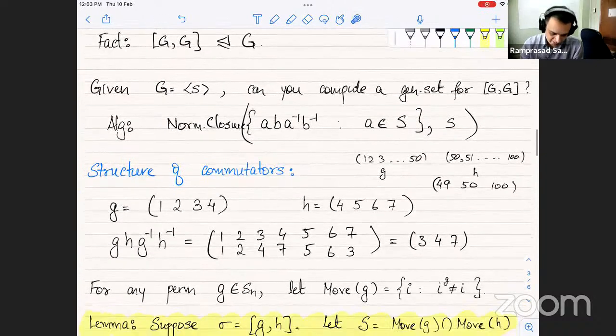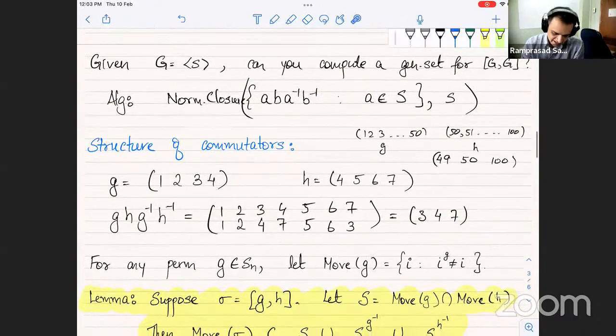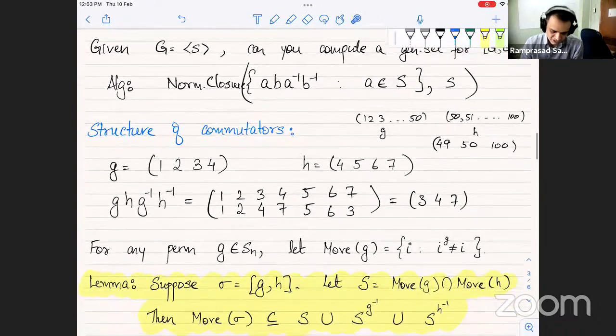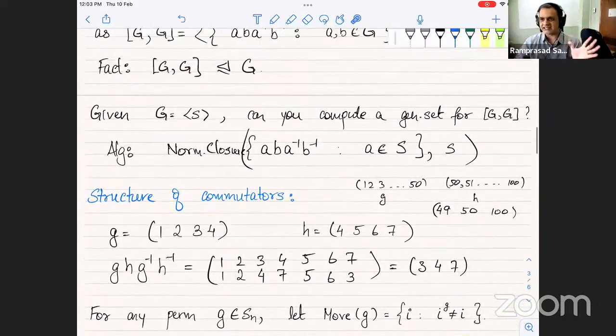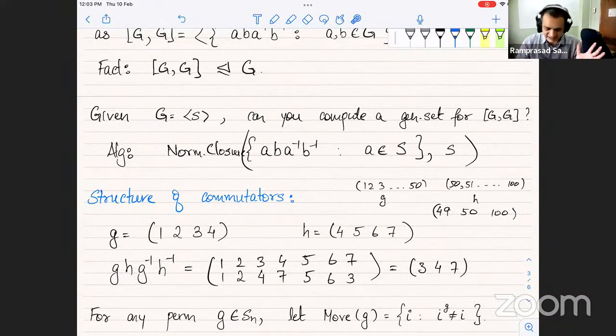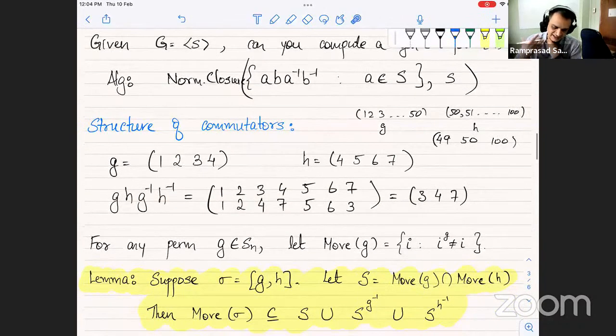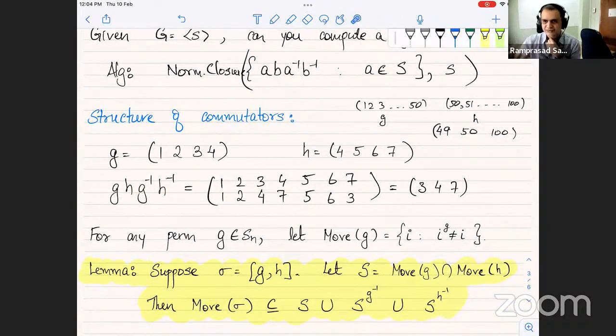Okay, and so let's in general define this notion. Suppose you have some permutation G. Let's just say move of G is the set of all elements that are moved by G. It's just some notation that I'm choosing. And this is a lemma which in my opinion is super, super powerful. If you haven't seen this before, it's a very eye-opening sort of lemma.